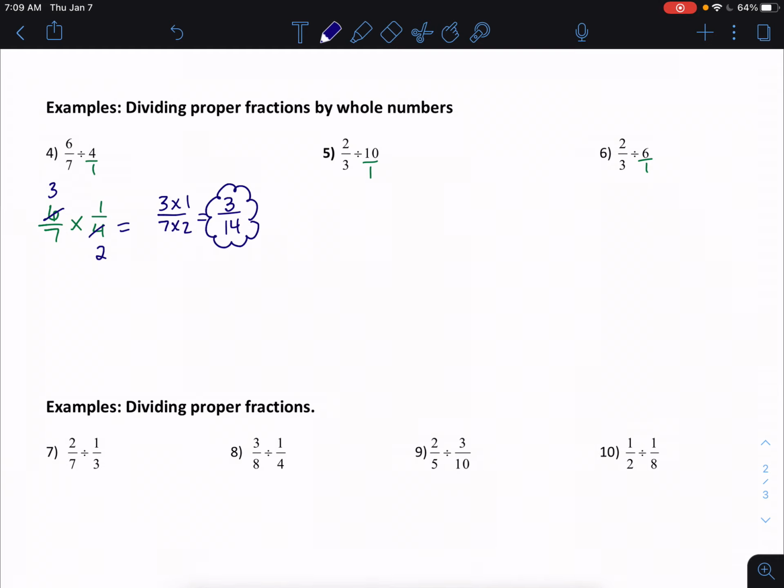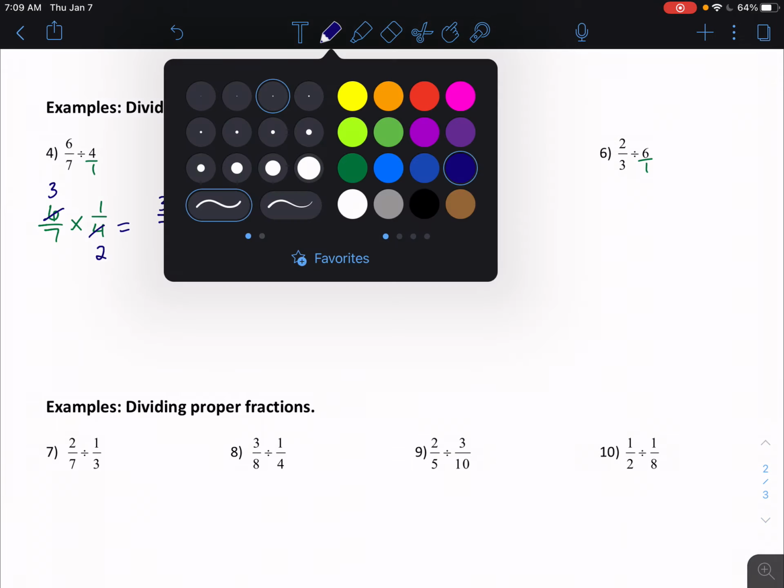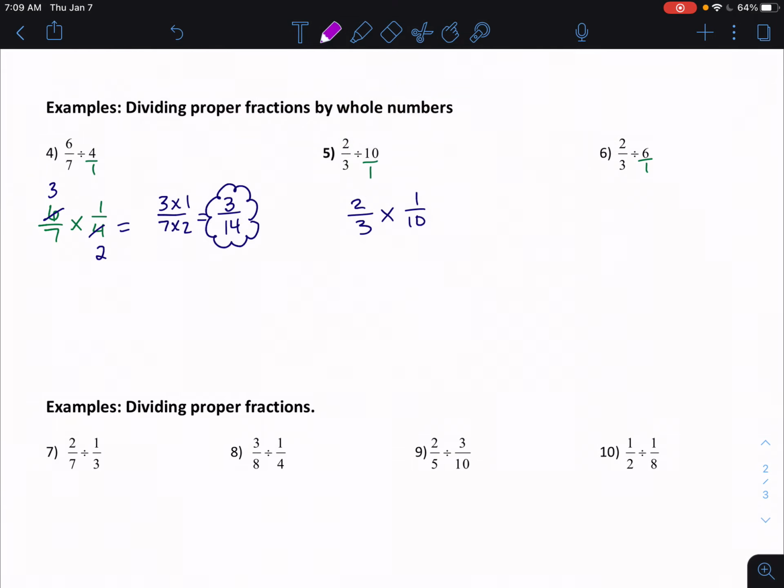In number 5, 2/3 is going to stay the same. I'm going to change my sign to multiplication, and I'm going to flip my second fraction. 2 and 10 have a 2 in common. So the top becomes a 1, the bottom becomes a 5. So I have 1 times 1 on top this time, and then 3 times 5 on the bottom. So I've got 1 over 15.